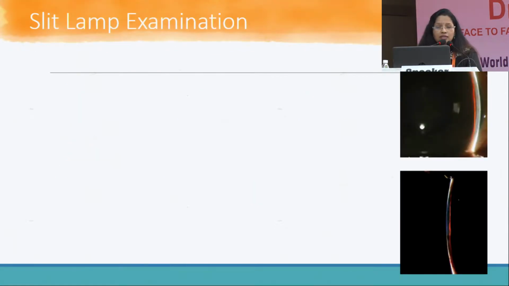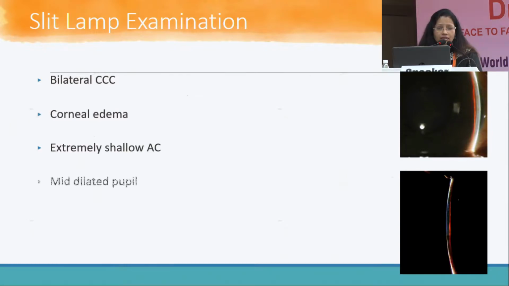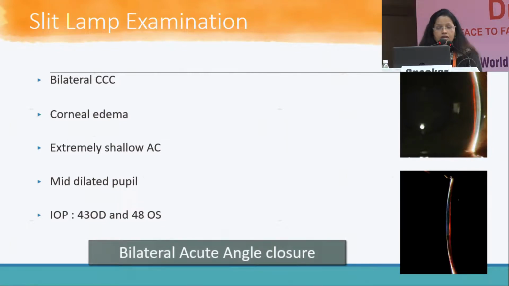When we took this 22-year-old girl to the slit lamp, this was the picture of the anterior chamber depth. The anterior chambers were extremely shallow in both eyes with circumciliary congestion. There was significant corneal edema and both pupils were mid-dilated. When we checked the intraocular pressure, it was 43 and 48 millimeters of mercury. So obviously, this was a clear-cut case of bilateral acute angle closure glaucoma.